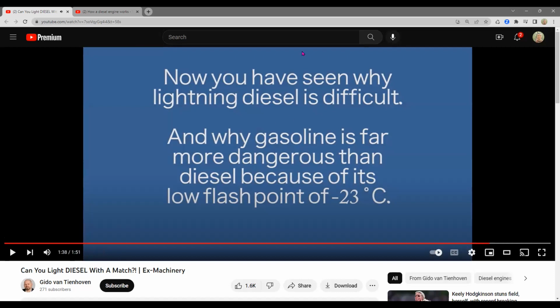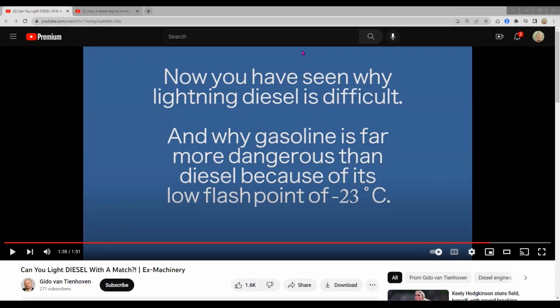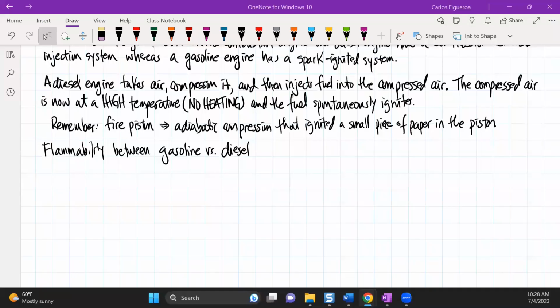Okay, so the thing that was really important here is that they were talking about the flash point. That's the point where it actually ignites. For gasoline, it's negative 23 degrees C. For diesel, it's 55 degrees C. That is a big, big difference right there. Okay, I thought that was a good video.